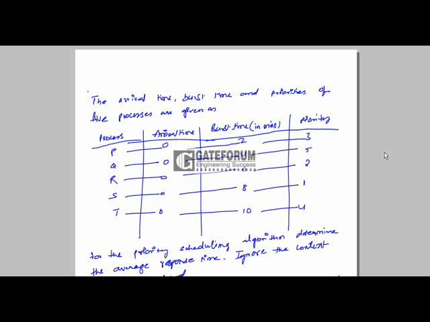The arrival time, burst time, and priorities of five processes are given as here. Five processes P, Q, R, S, and T with their arrival time, burst time, and priorities are given. The question is, for the priority scheduling algorithm, determine the average response time. Ignore the context switching overhead.